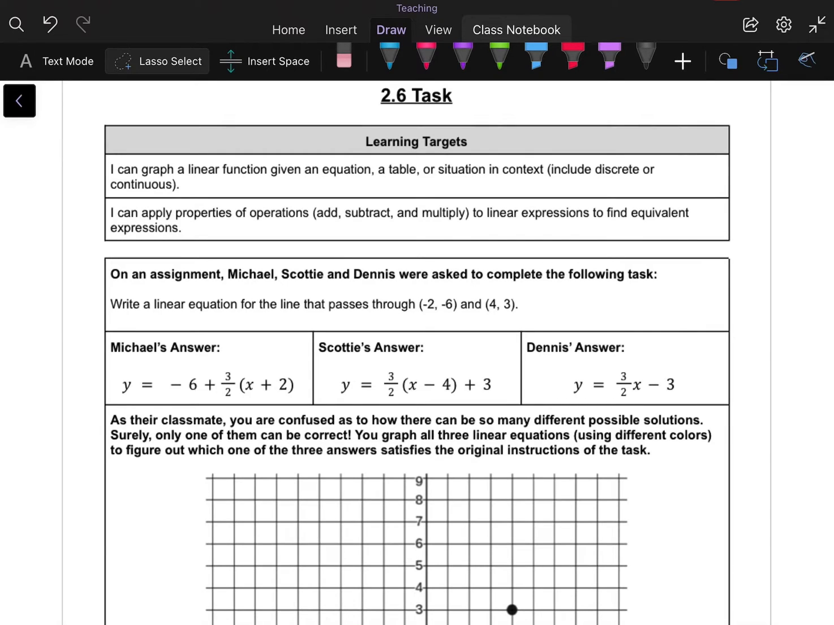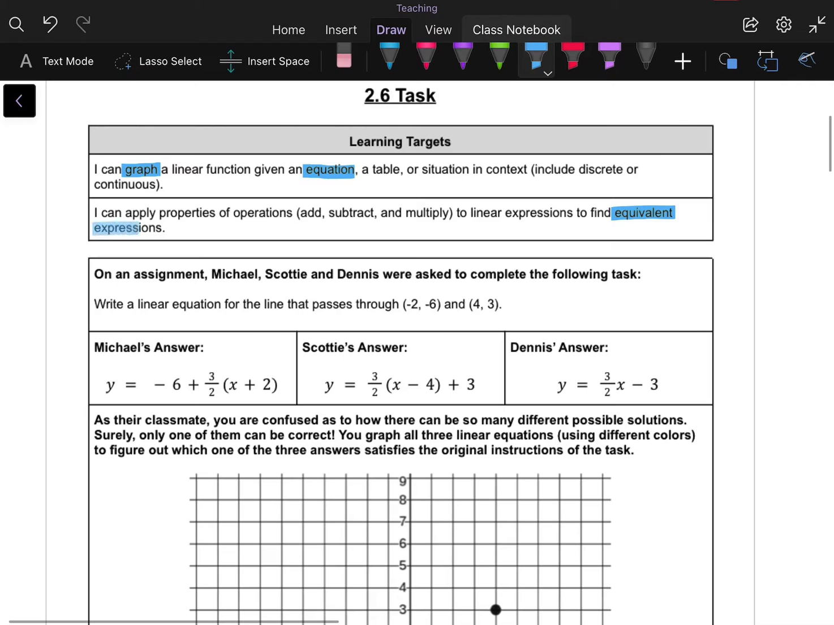Hi everyone, in today's video we are working on task 2.6, so we are on page 35 of your packet. If you're not there yet, go ahead and flip to page 35. The focus of today's task is to practice our graphing of linear functions. We're going to be going from equations today, and then we are also going to work on using our properties of operations to see if expressions are equivalent to each other or not.